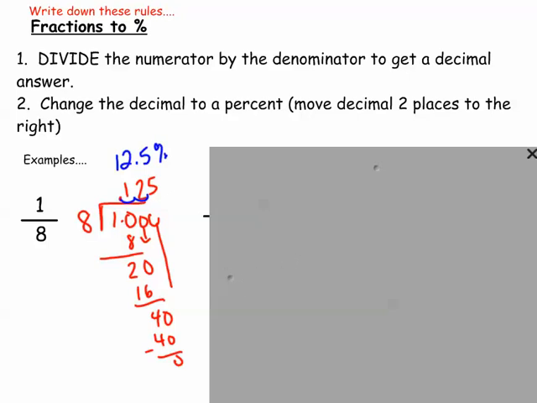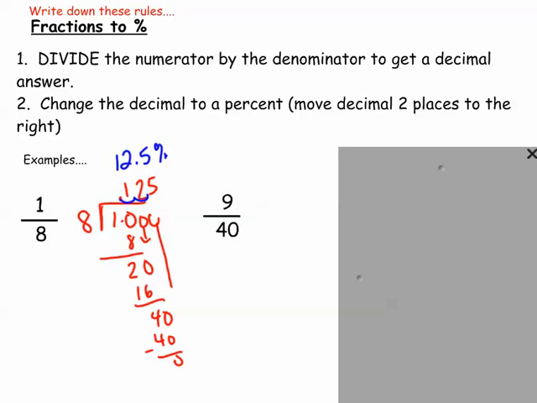Okay, let's do another example. Again, unfortunately, I cannot get a denominator of 100 because 40 times nothing gives me 100. So I can't use that method. So I'm going to have to divide. How many 40s goes into 90? 2. That's 80. Bring down 0.